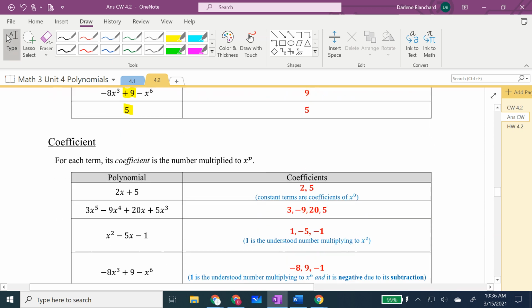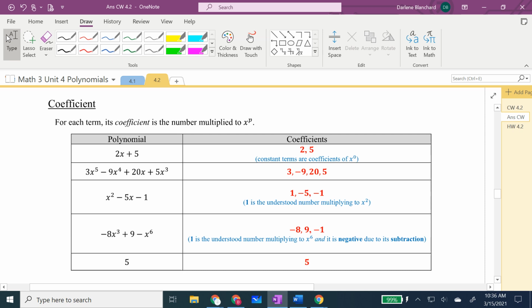I've been using the word coefficient a bit, but let's make sure you're clear. The coefficient is whatever number is multiplied to that x to the power. That actually includes the constant term. The constant term is considered a coefficient. So the coefficient of x in this first polynomial is 2. But the 5 is also considered a coefficient, but we usually refer to it more as just the constant term.